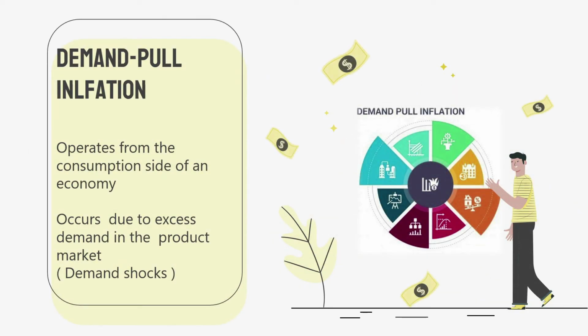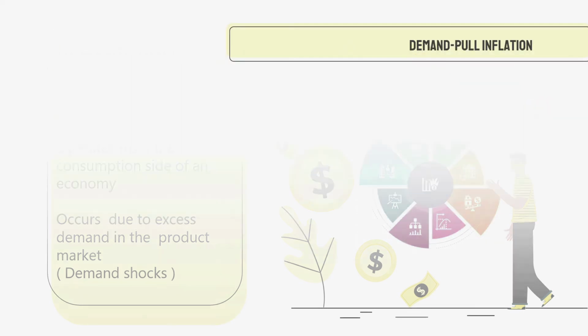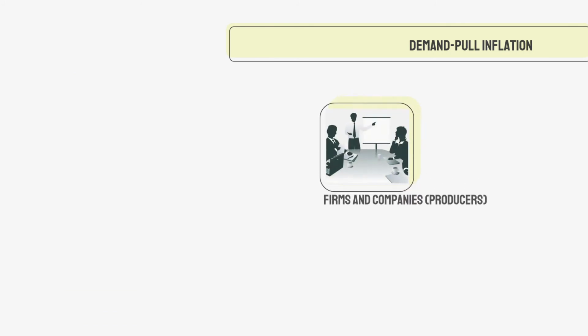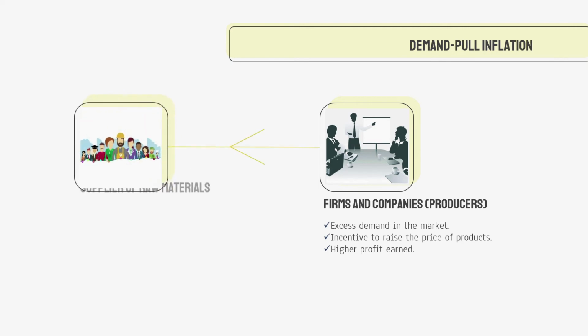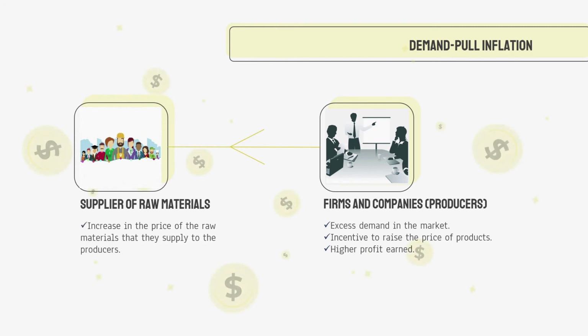Demand pull inflation works in the reverse direction, operating from the consumption or demand side of an economy. This happens when the buyers of a product start to demand more of it. That is, there is excess demand in the market. These are analyzed under the heading of demand shocks. Naturally, the producers are motivated to increase the price of the good, which pulls up the price level in the economy.